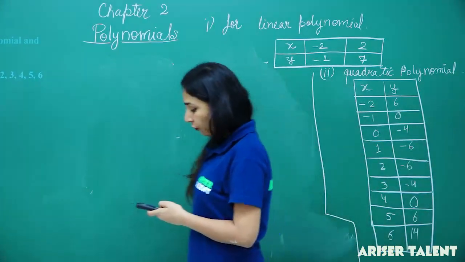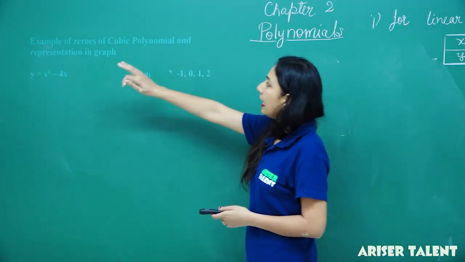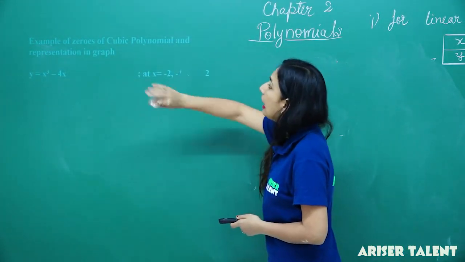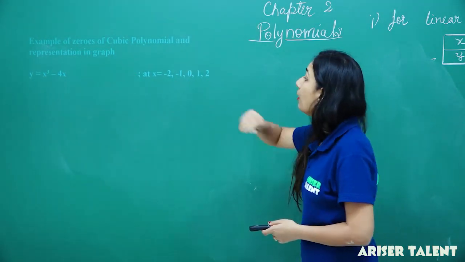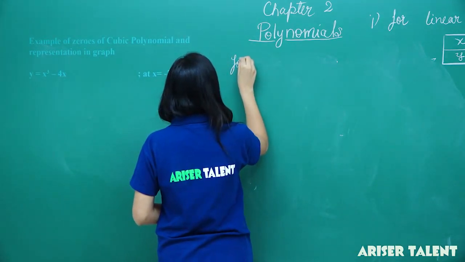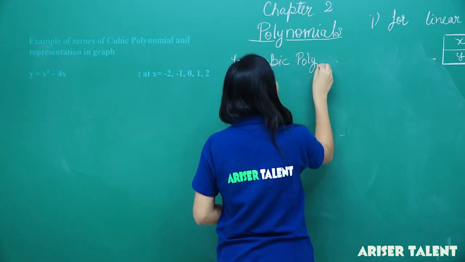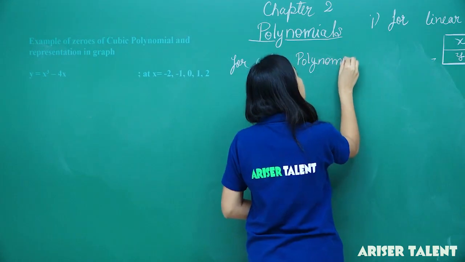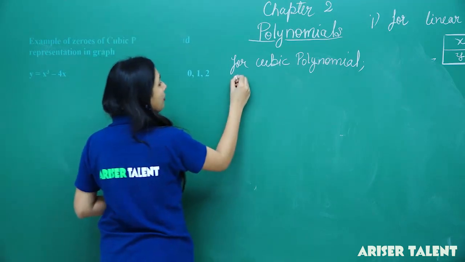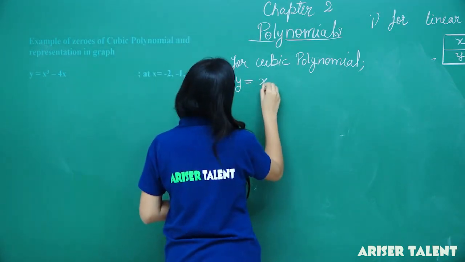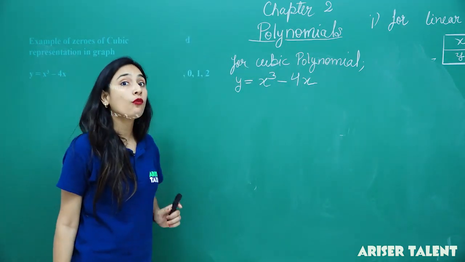Now moving forward, example of zeros of a cubic polynomial and representation in graph. So what value are we having here? Y equals, for a cubic polynomial, so highest degree will be 3 for sure. Now we are having y equals x cube minus 4x. Now you know what we have to do.